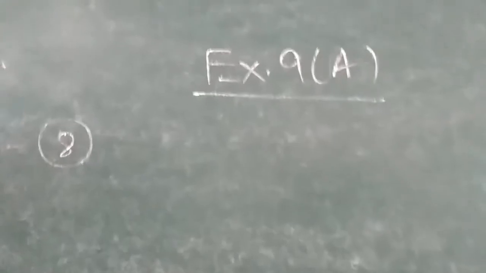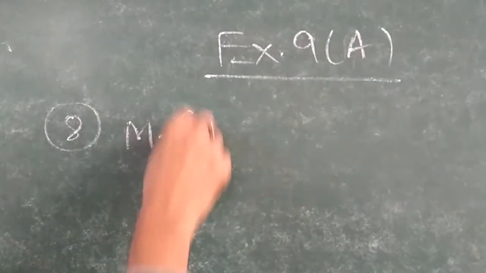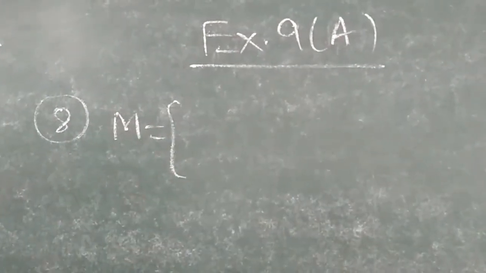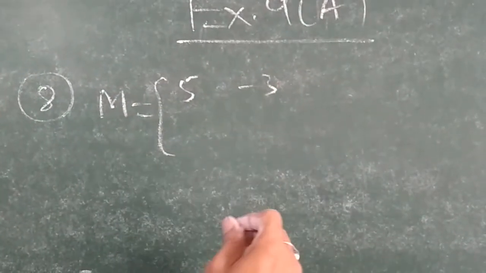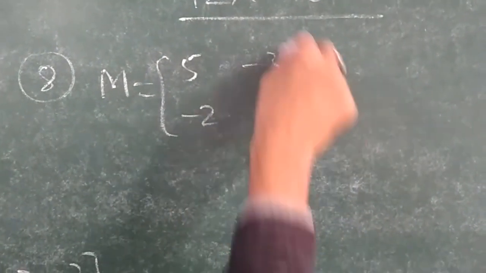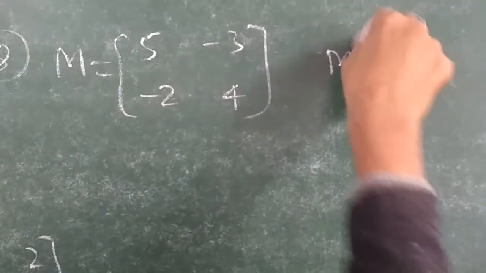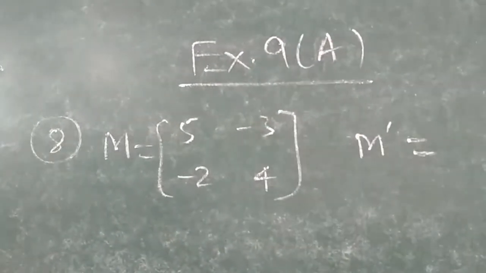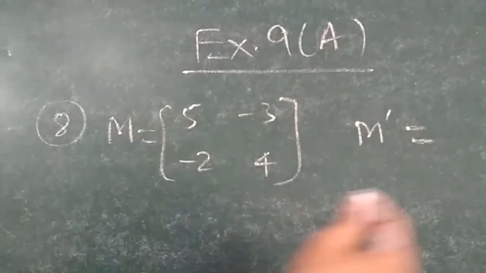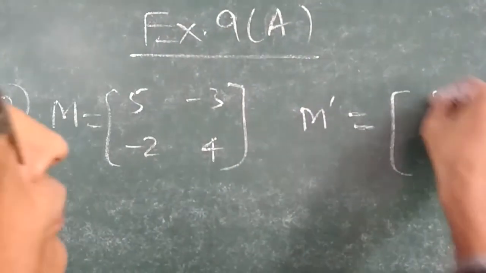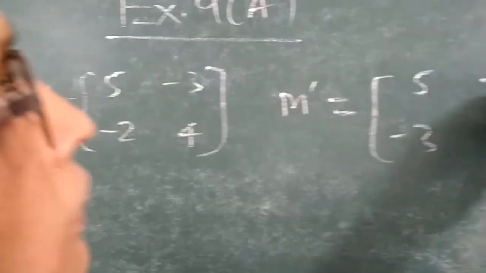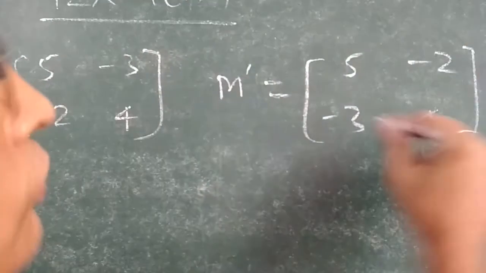Now I come to the 8th question. One part, you are given a matrix M in which the elements are 5, -3, -2, 4, and you have to find M dash. M dash is the transpose of M, that I already explained to you. So how do we get the transpose? Convert rows into columns and columns into rows, and you get 5, -2, -3, 4. So this is your M dash.